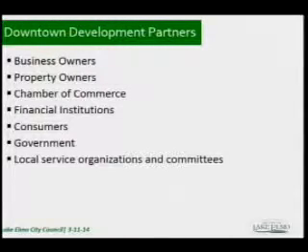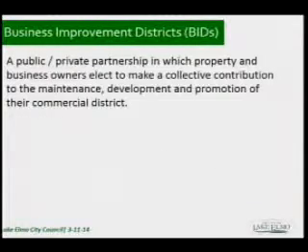I'm just going to discuss a couple different means to organize those partnerships and bring them together into fruition. And the first is business improvement districts, otherwise known as BIDs. A business improvement district is a public-private partnership in which property and business owners elect to make a contribution to the maintenance, development, and promotion of their commercial district. So it's a lot of maintaining it and promoting it, marketing it outside of the area to bring people in.